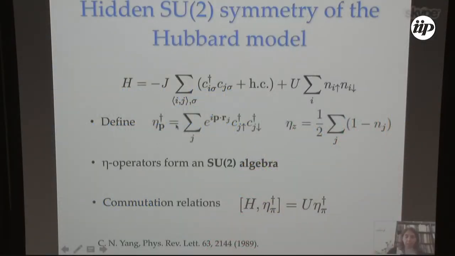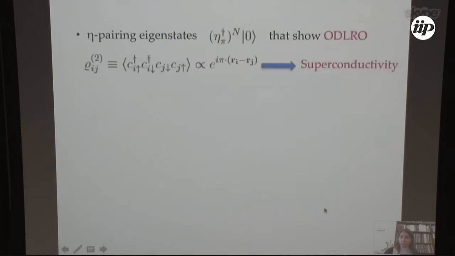Okay, so what Yang realized is that these eta operators form an SU(2) algebra, and the commutation relations of H and eta dagger is U times eta dagger. So the implications are that we are able to then form these eta-pairing eigenstates by simply applying this eta dagger pi any times on the vacuum. And this state is going to show off-diagonal long-range order.